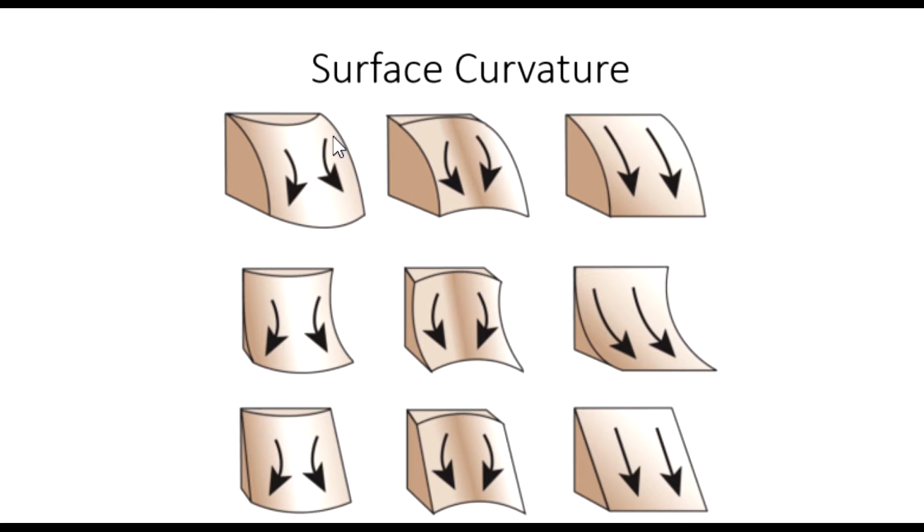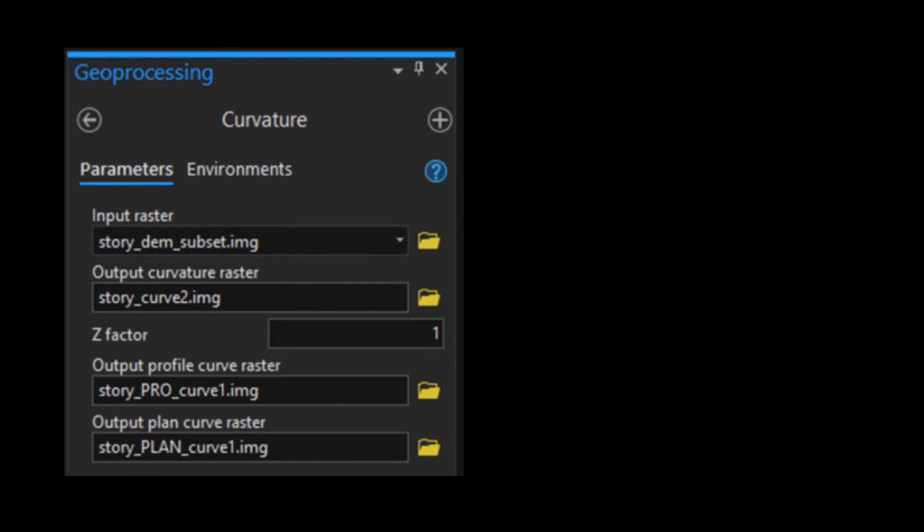Columns are showing, in this case, separation. In this case, convergence. Notice how the arrows are coming together, whereas here, straight lines in which they remain parallel the same way. So let's do an example of a curvature profile.